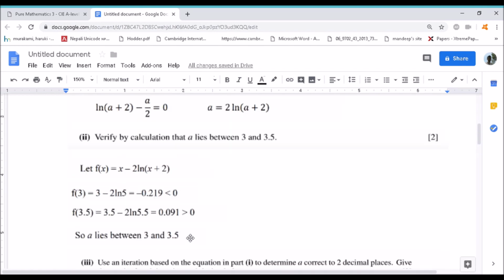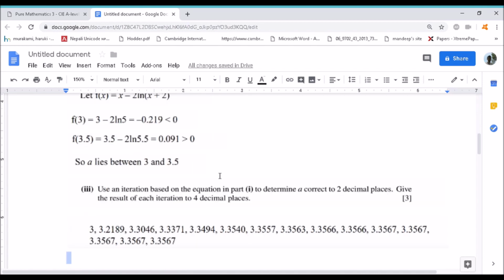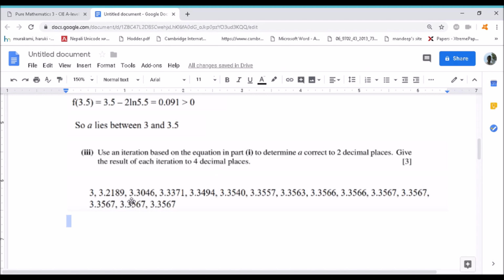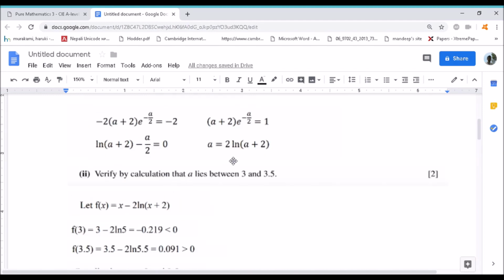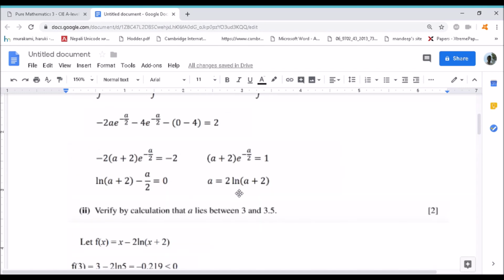What you do is we first replace a by 0, so we start with a_n+1 equals 2 ln of a_n plus 2. So we have to find a_n+1, so first will be 3, so 2 ln of 3 plus 2 will be 2 ln of 5, so it is going to be 3.2189. Again we put 3.2189 in: 2 ln of 3.2189 plus 2, which will be 2 ln of 5.2189.